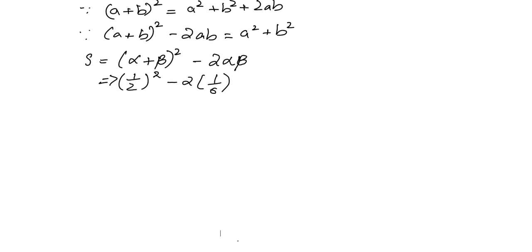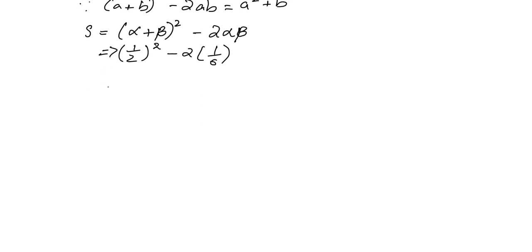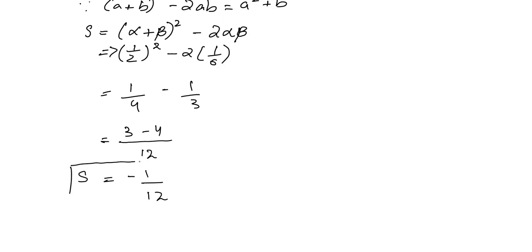Let's make some space down here. So it will be 1 over 2 whole squared, which is 1 over 4, minus 1 over 3, as 2 and 6 will cancel out, and we will be left with 1 over 3. So now by subtracting these two fractions, we will have 12 down here and 3 minus 4, so it will be minus 1 over 12. So this is simply our sum of roots for the equation which we are trying to produce.